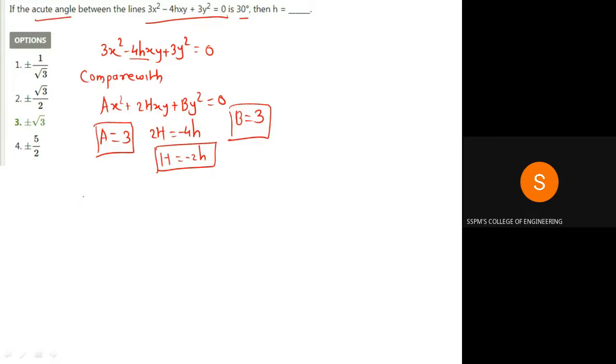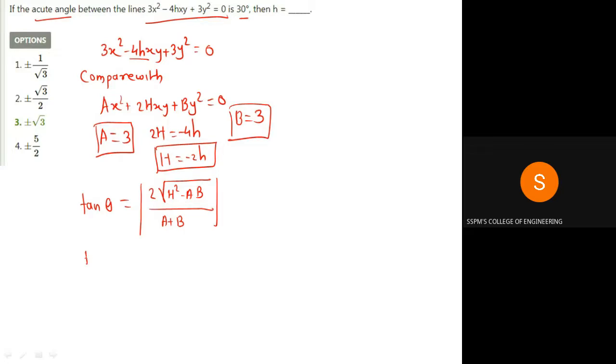Now how is the acute angle given? It is given as tan theta is equal to root. We have already seen such an example before. 2 into what is in the root? It is h square minus ab divided by a plus b. So tan theta is equal to modulus of 2 into bracket h square minus ab divided by a plus b.